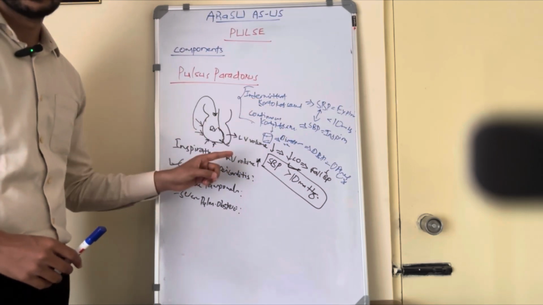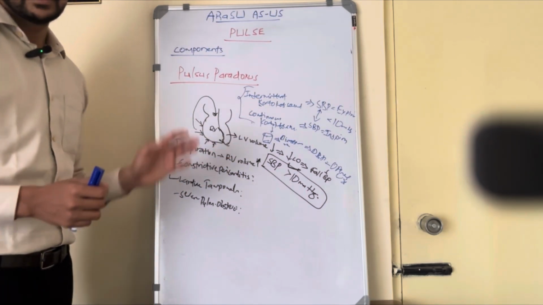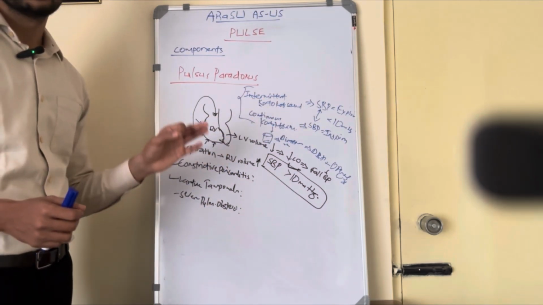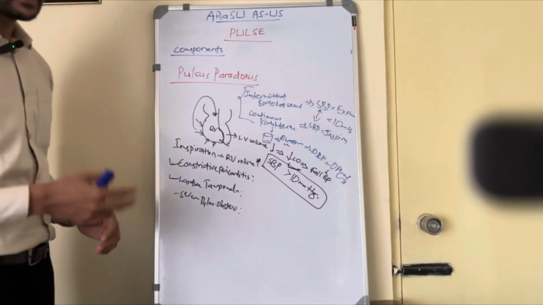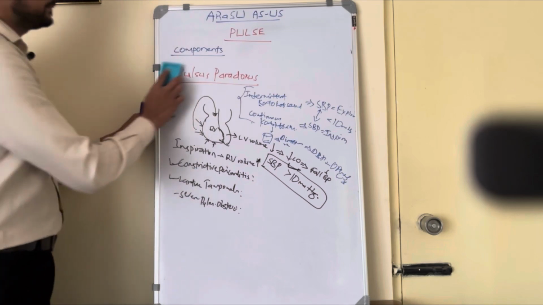Here, one important thing to remember is, don't alter the breathing pattern of the individual. This should be measured in normal respiration, not like deep inspiration and deep expiration, because that will alter the pressures significantly. This is about pulsus paradoxus.